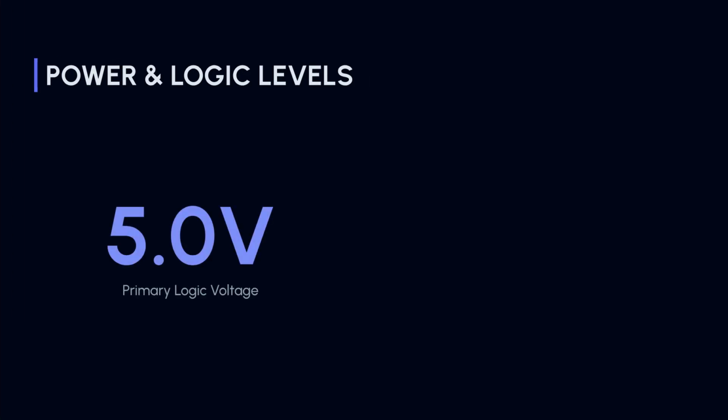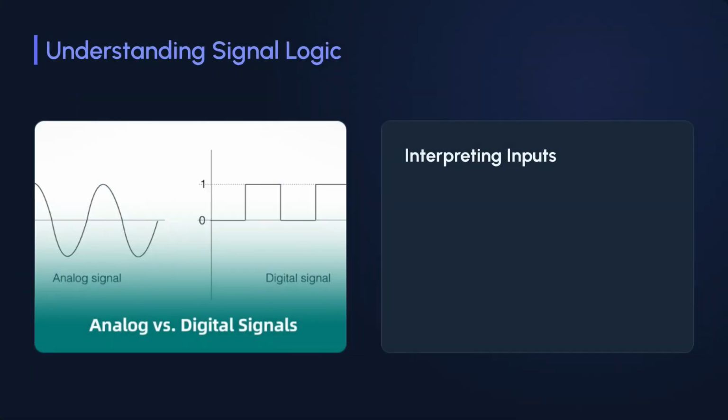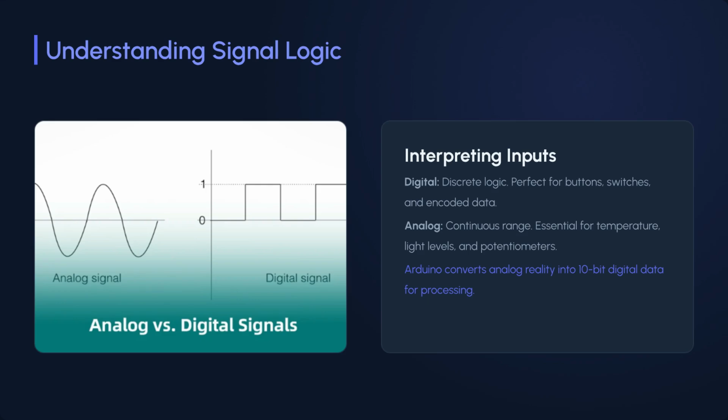The Arduino uses a 5.0 volts TTL logic level, unlike modern ARM processors. Key constraints include a current limit of 20 mA per I/O pin. Understanding signal logic is crucial. Digital signals are discrete and perfect for buttons, while analog signals are continuous, essential for sensors like temperature and light levels.